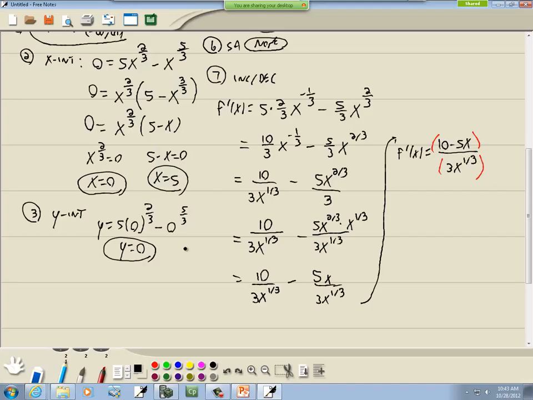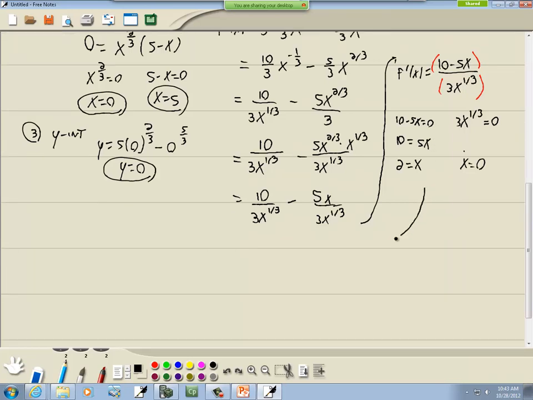Okay, let's find our critical values. We'll set the top part equal to 0, so I got 10 minus 5x equal to 0. And we'll set the bottom part equal to 0, so 3x to the 1/3 equals 0. Now here, take the negative 5x over, it becomes a positive 5x. Divide both sides by 5, and we get x equals 2. And here, drop the number in front, drop the power, and we just get x equals 0. So those are our critical values.